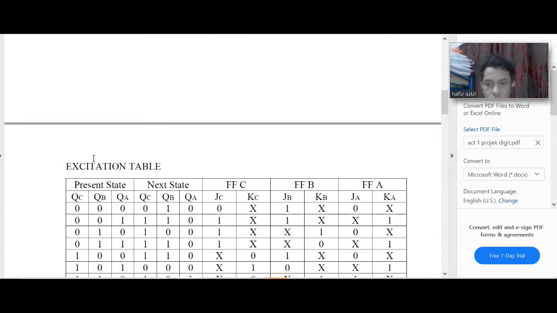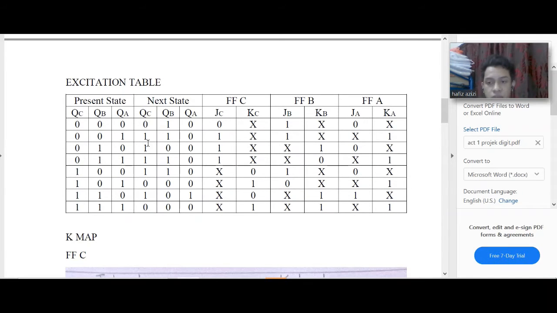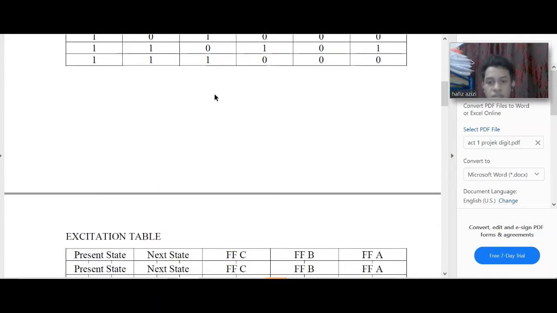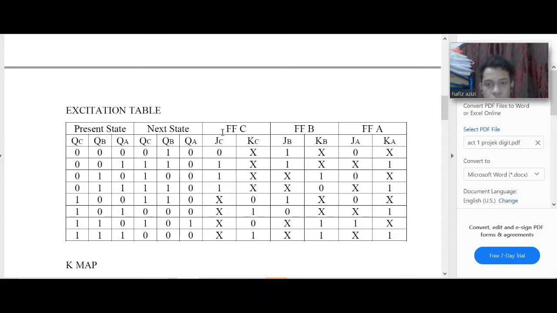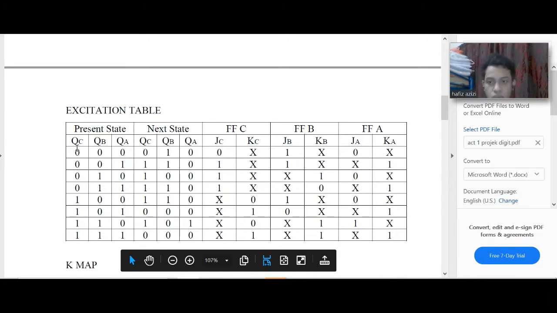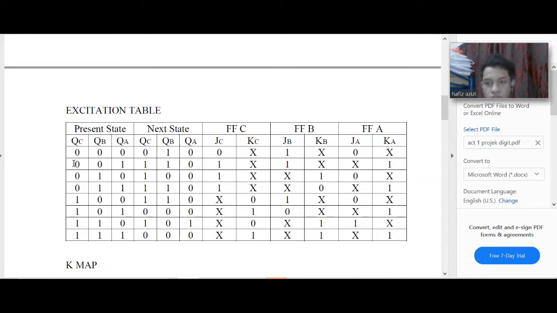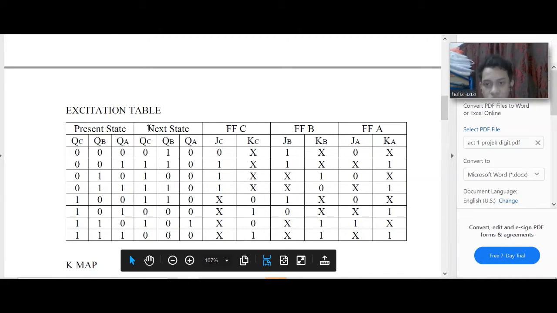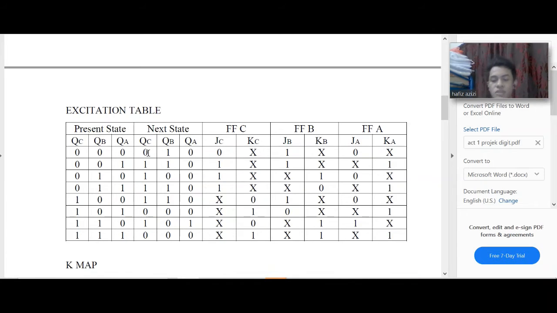Okay. Next is excitation table. Okay, excitation table. Okay, these two columns I copy from the next state table. Okay. The three columns are flip-flop C, flip-flop B, flip-flop A. Okay. First of all, we start with flip-flop C. Okay. Flip-flop C has two inputs. That is J and K. Okay. To make it, we took from QC from present state and next state from QC. Okay. How we get 0x, 1x, x0 and x1.